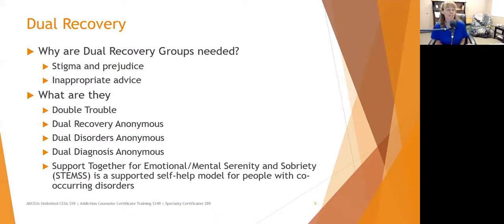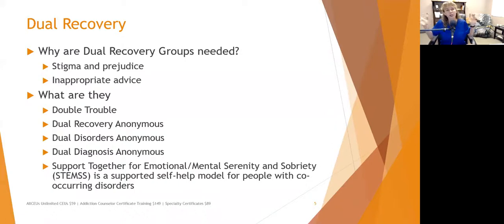Sometimes you will go into an addiction support group meeting and they'll say, oh, we don't deal with mental health in here. Actually, a lot of times you'll hear that. And the person will go into a mental health support group meeting and they go, oh, we don't deal with addictions in here. And it makes me want to pull my hair out.